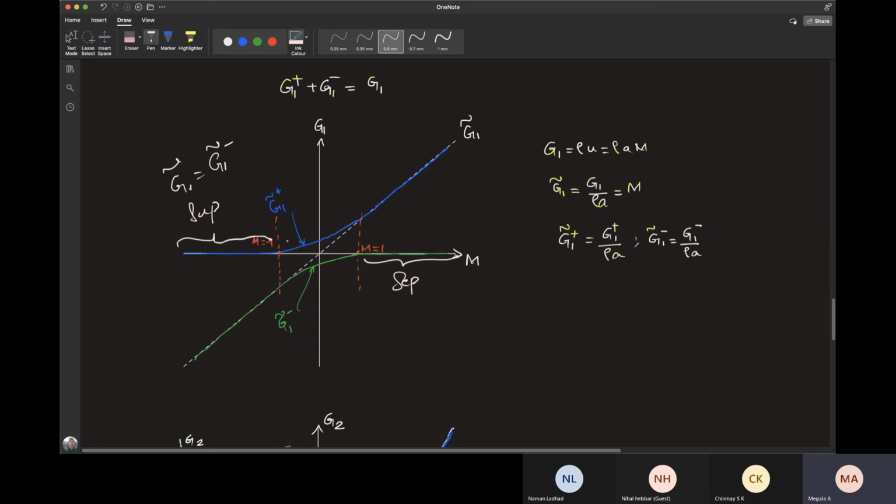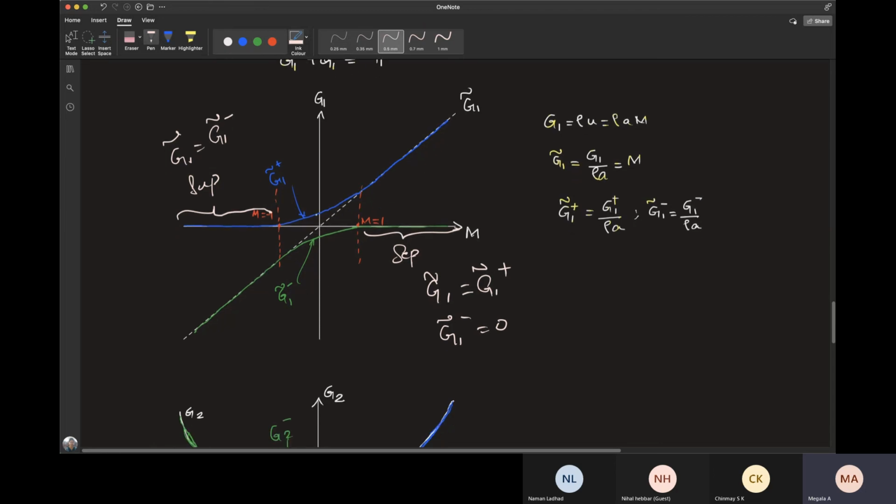Okay, to the left, this left of minus 1. And to the right of 1 here again, we want G1 tilde to be equal to G1 tilde plus, and G1 tilde minus should be equal to 0. So that's what we have. This G1 tilde minus, this green line, is 0, and this G1 tilde plus is exactly overlapping with G1 tilde. In the middle, what we have is this. We have a smooth variation.